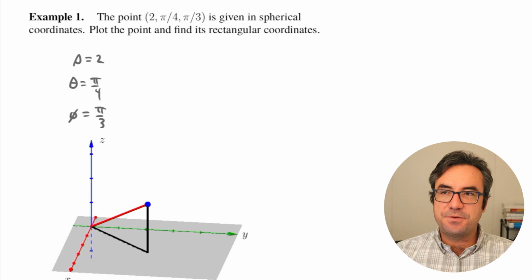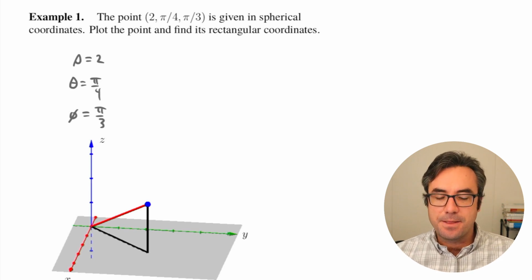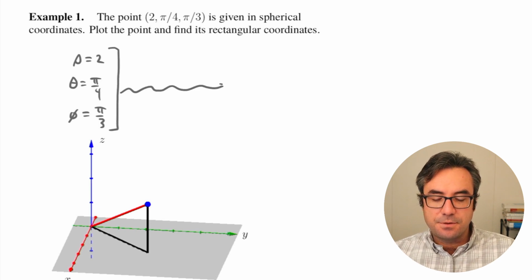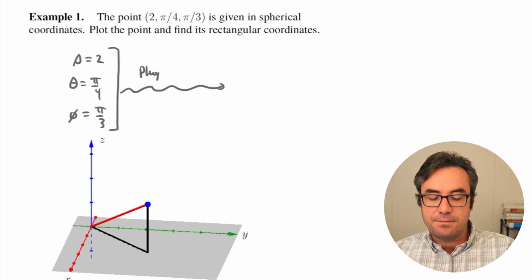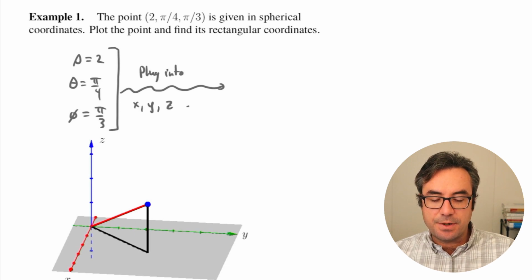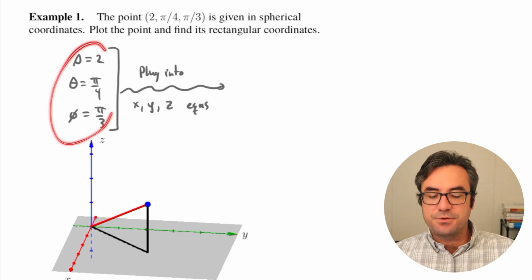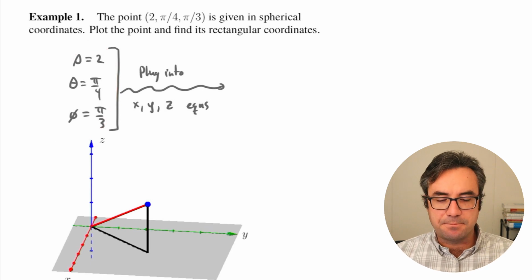And so these are our spherical coordinates, and we want to figure out what is x, what is y, and what is z. So we take these three values, and we just plug them into those x, y, and z equations. Not too bad. So it's not too bad to go from spherical to rectangular. We just kind of plug in.